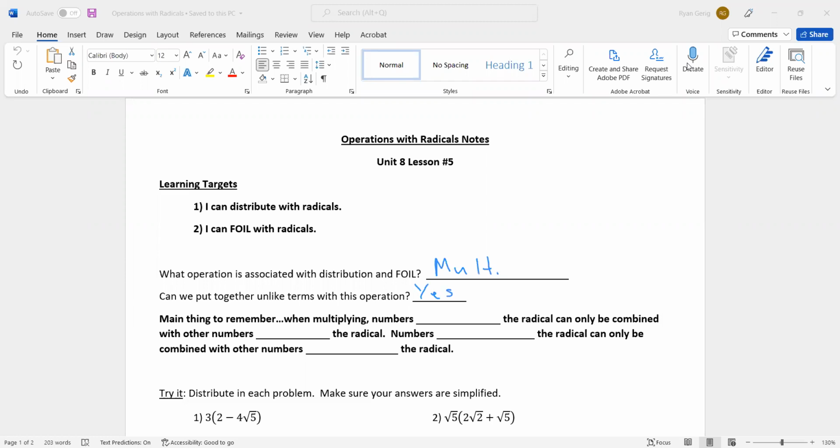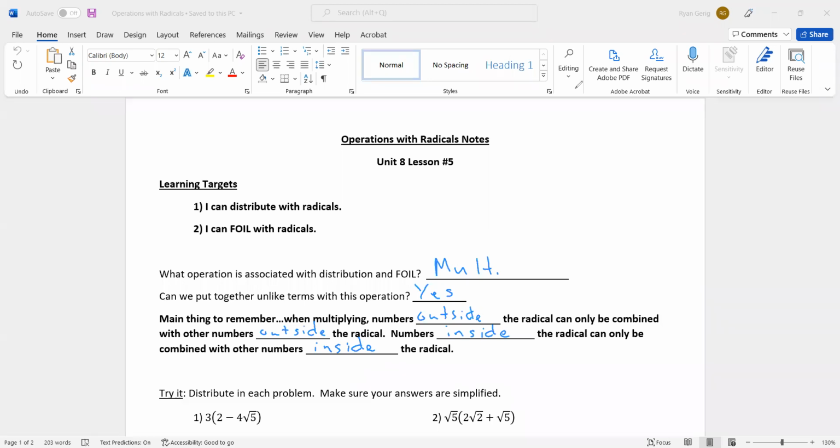But the main thing to remember when multiplying, numbers outside the radical can only be combined with other numbers outside the radical. Numbers inside the radical can only be combined with other numbers inside the radical. We can't do any of those flip-flops and multiply outside stuff with inside stuff. When you do that, that's when mistakes happen.